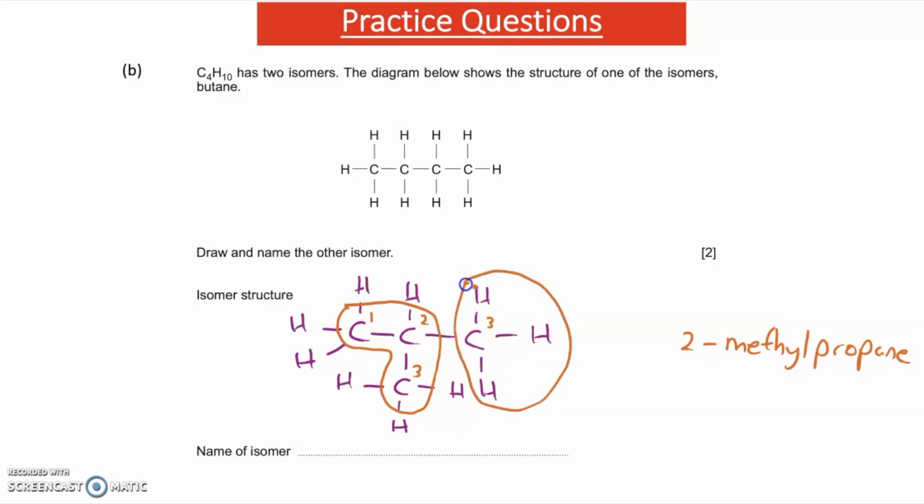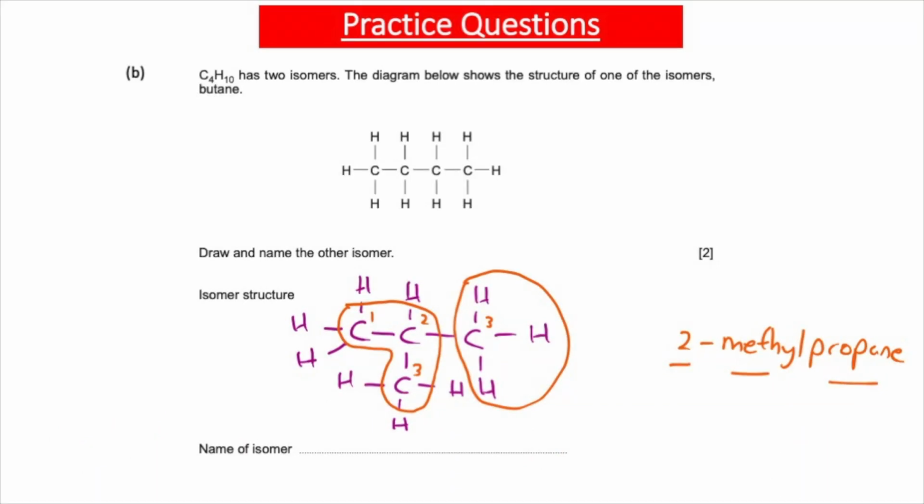Now it doesn't matter which way you number the carbons. However you do it, the methyl group will be on carbon 2. So that's why this compound is 2-methyl propane. And if you drew the structure correct, you get 1 mark. And if you named it correct, you get the 2nd mark.